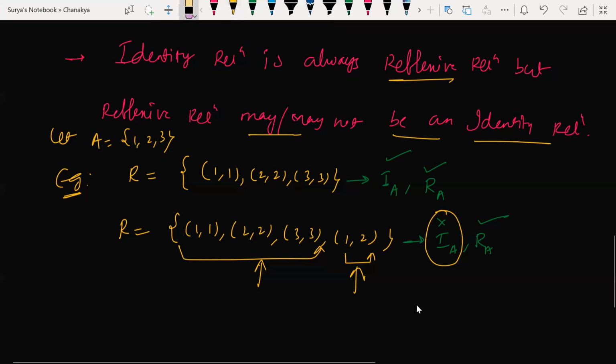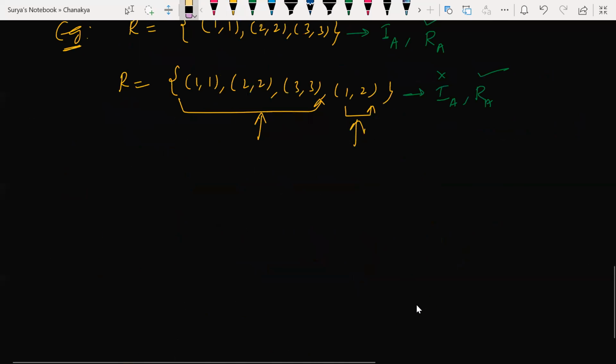Understood my point? If only doublets are there, then reflexive can be an identity. Other than doublets, if you have anything, that can't be an identity. Hope you got the point. Shall we go for the next type of relation? Yes, sir. Next, transitive relation, beta.